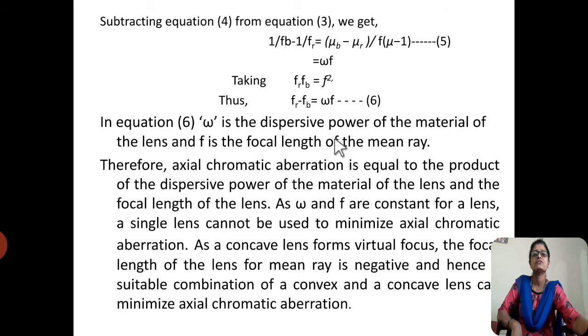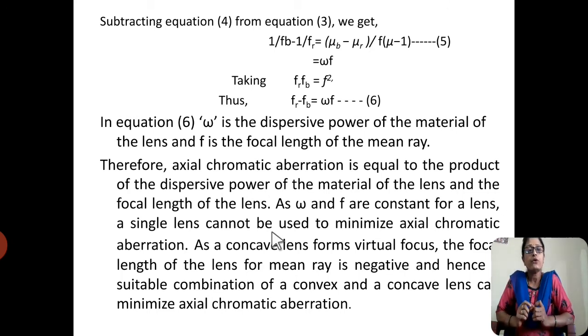In equation 6, omega is the dispersive power of the material of the lens, and f is the focal length of the mean ray. Therefore, axial chromatic aberration is equal to the product of the dispersive power of the material of the lens and the focal length of the lens. As omega and the focal length of the lens are constant, a single lens cannot be used to minimize axial chromatic aberration.